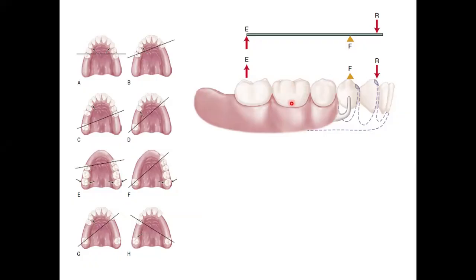That is mostly seen in your Kennedy's Class 1 or Class 2, that is distal extension kind of cases, where you have your fulcrum at the primary abutment and effort at the distal most region. So this R point generally is for the indirect retainer, which helps to compensate or nullify the forces given by the effort region.